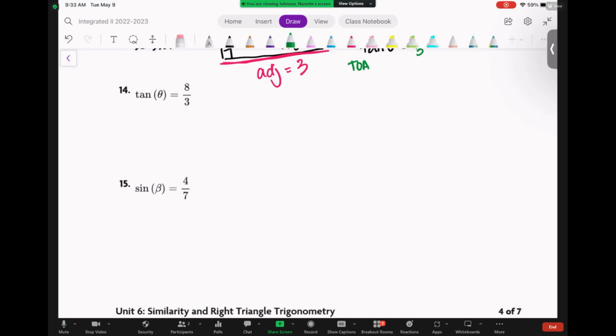Tan theta equals 8/3, right? So I'm going to have you start this one off. The very first thing I want you to do is draw your triangle. You're like, Ms. Johnson, looks like the same triangle. I know. Generically, I tend to draw the same thing. And this is theta. Okay, how would you fill in 8/3? Where does 8 go? Where does the 3 go?